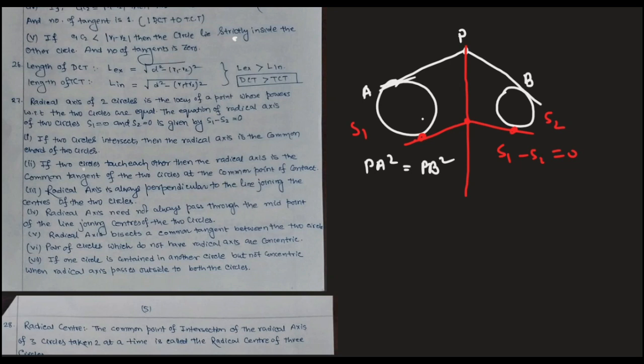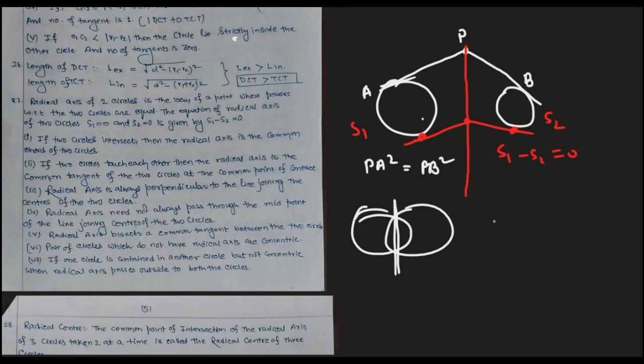Few points are there on the radical axis which are very important from the exam point of view. If two circles intersect, then the radical axis is the common chord of the two circles. Suppose these are the two circles where they intersect, then the radical axis will be this one, their common chord.